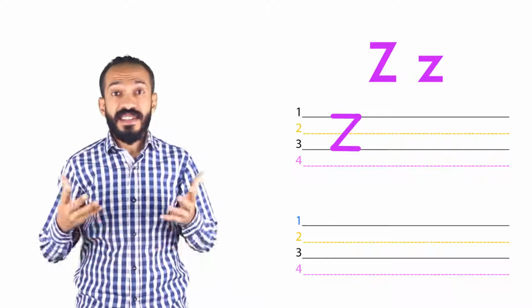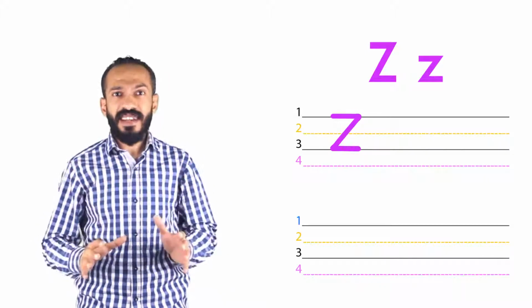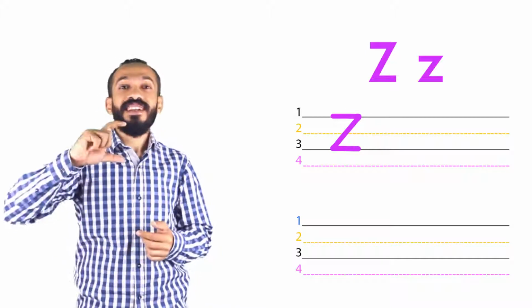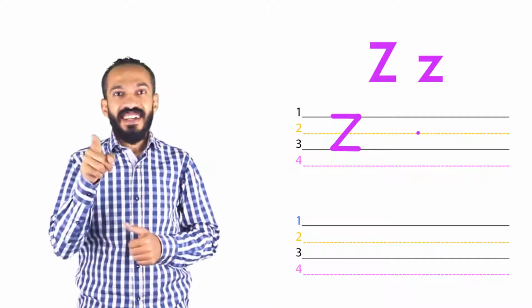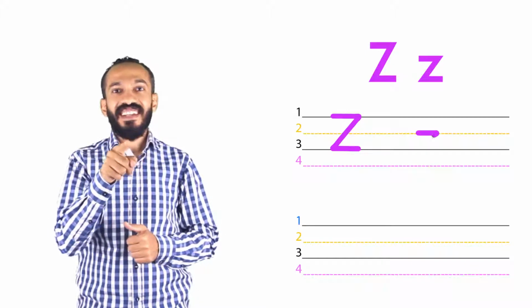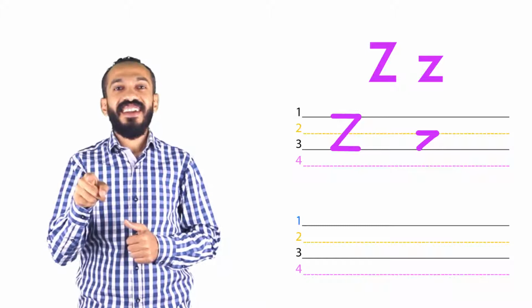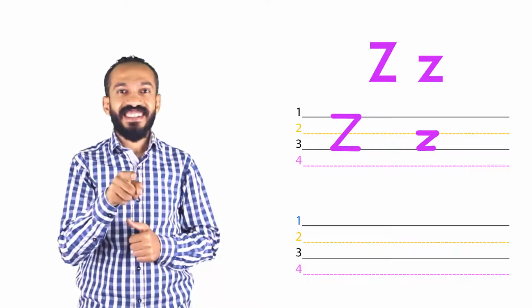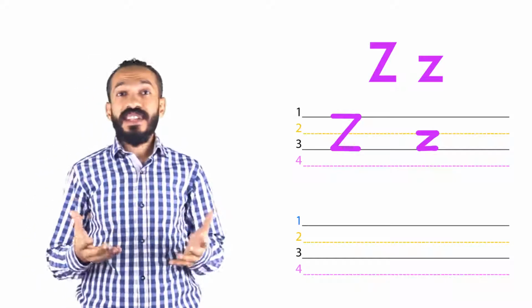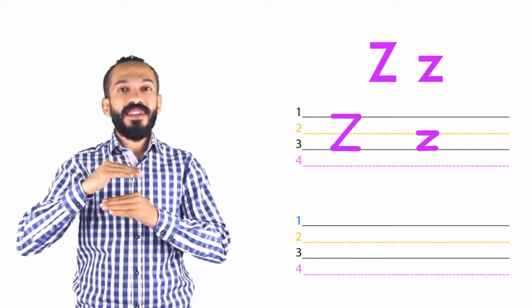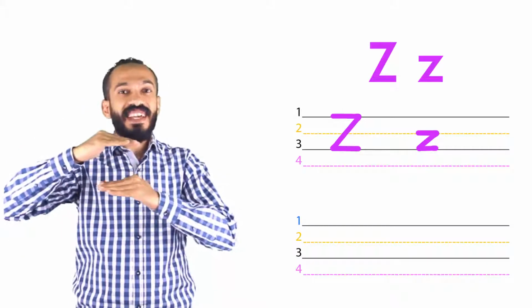The lowercase z is exactly the same thing, but smaller. So we're going to draw it between the second and the third lines. A sleeping line or a horizontal line, and then a leaning line, and then another horizontal line on the third line this way. Just make sure that the uppercase Z goes exactly between the first and the third lines, and the lowercase z goes exactly between the second and the third lines.